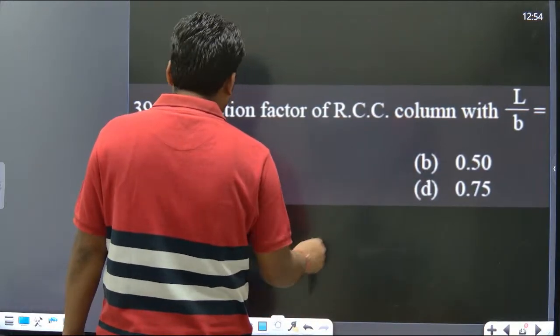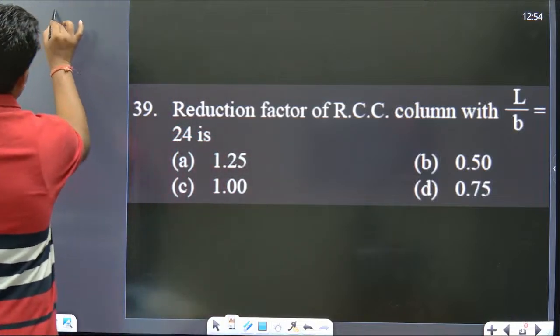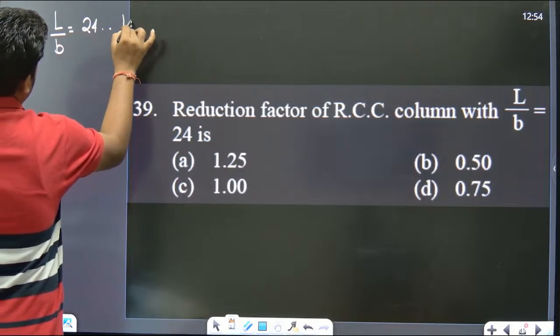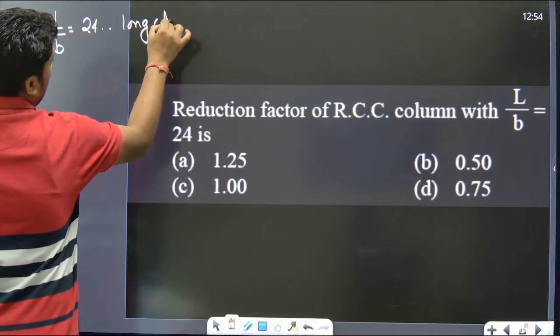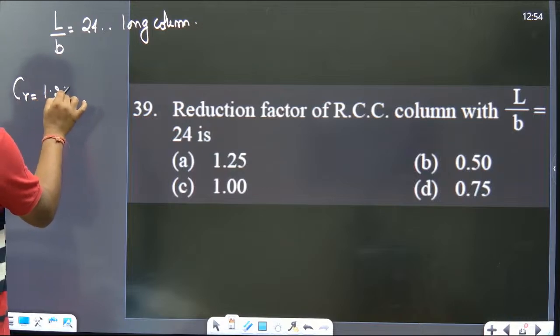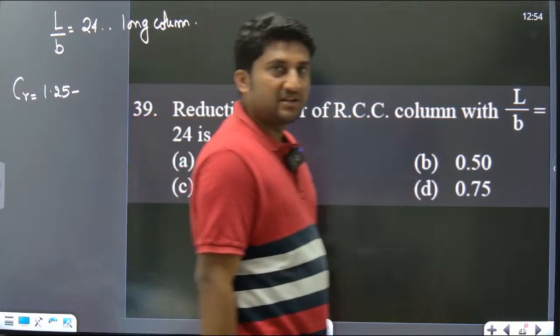Moving ahead. Again, this is a very good question. Reduction factor for RC column. Now you can see effective length to least lateral dimension is given as 24. It is a long column. So for long column, you know what is the reduction factor? Just now we have seen Cr is nothing but 1.25 minus effective length upon 48 times the least lateral dimension. Yes or no?